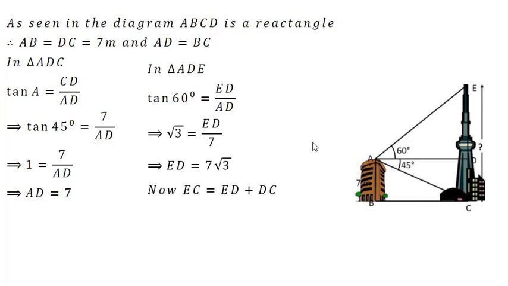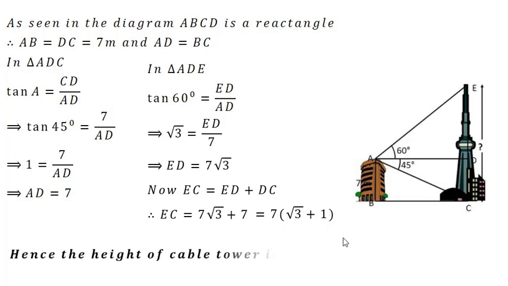EC is equal to ED plus DC. The value of ED we got 7√3, and the value of DC, which is equal to AB, is 7. So my answer is 7 into (√3 plus 1). Hence the height of the cable tower is 7(√3 + 1) meter.